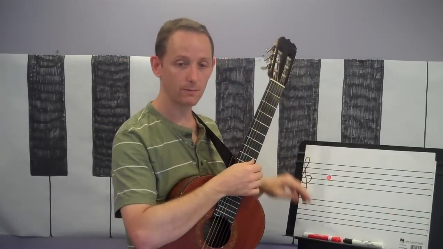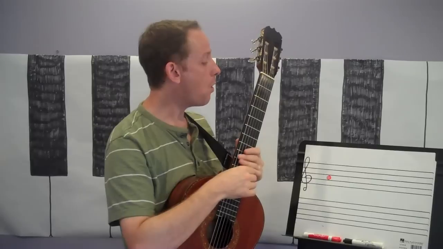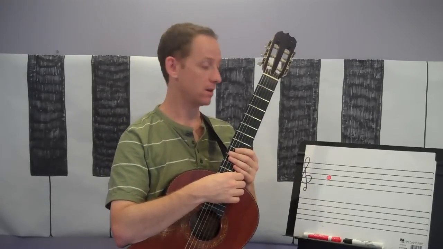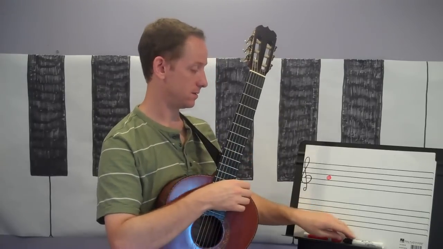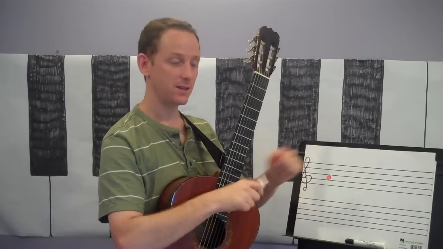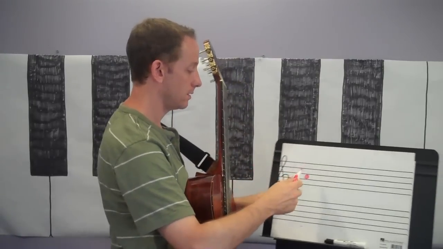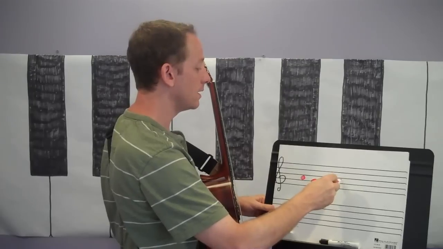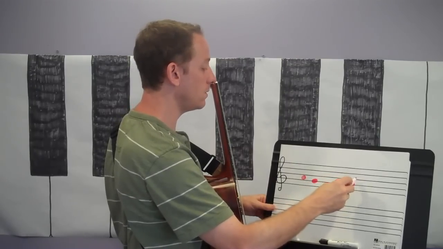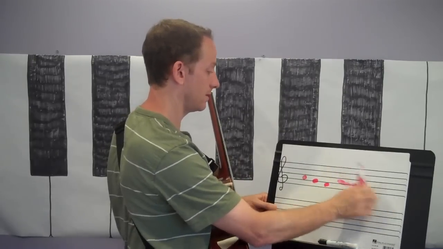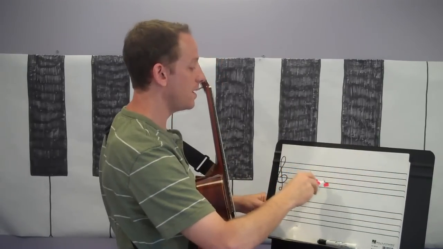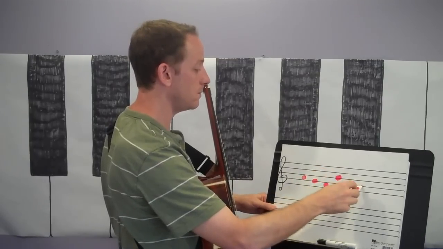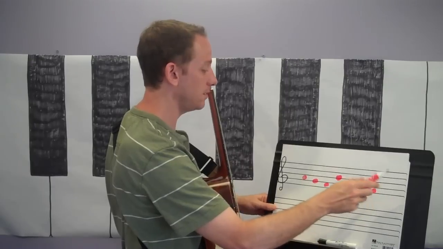Next one. Sol, fa, mi, la, sol, fa, mi. Pause and write. And here's your answer. Sol, fa, mi, la, sol. Whoops, I made a mistake. Sol, fa, mi, la's up here. Sol, fa, mi.